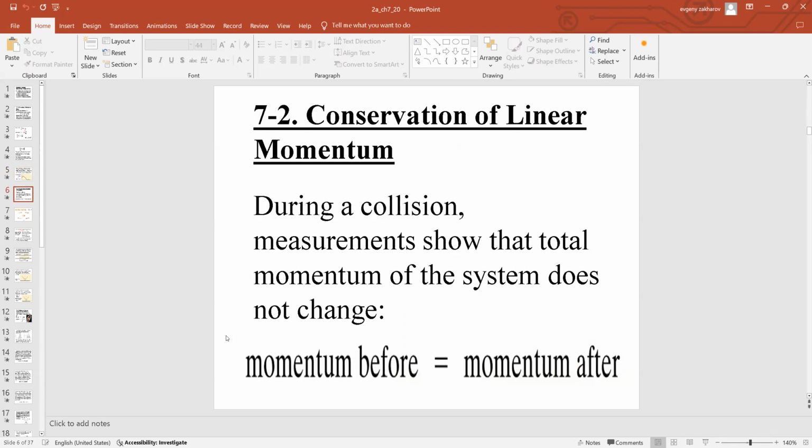So as I said before, no matter what the collision is, there is always conservation of momentum. And we will discuss that. The reasoning is Newton's third law. You say that momentum before the collision for the system as a whole equals the momentum of the system after the collision.